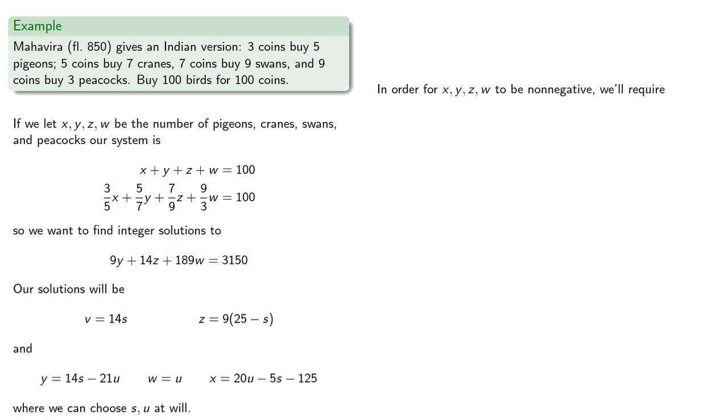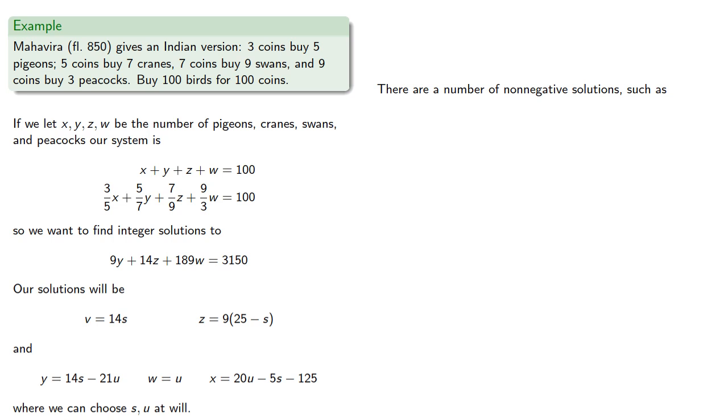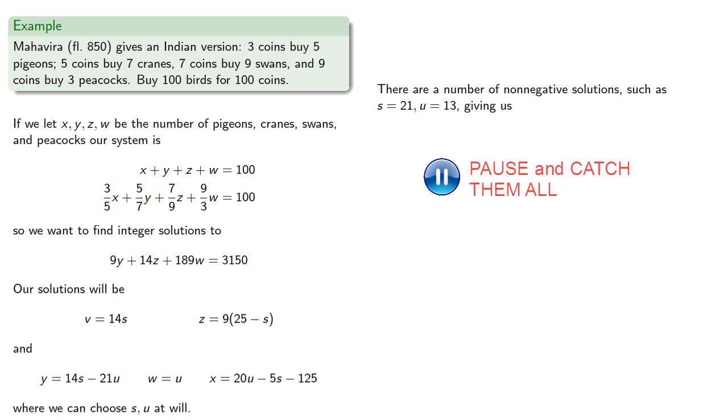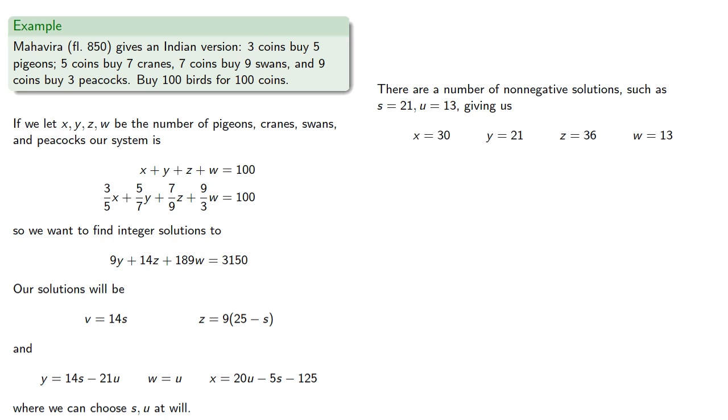In order for x, y, z, and w to be non-negative, we'll require all of these to be greater than or equal to 0, and we'd find a region corresponding to the non-negative solutions. We'll let you do that. And we'll just note there are a number of non-negative solutions, such as s equals 21, u equals 13, and in that case, we get the solution, which you can verify is 100 birds costing 100 coins.